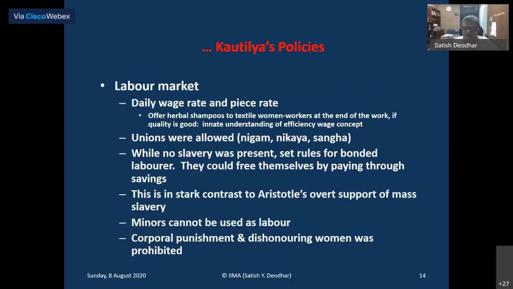So if he accumulates enough savings, after some years, he could buy out of being in the bonded state. So this was no slavery. Now contrast this to Aristotle's overt support of mass slavery. Again, Aristotle, we have raised him to such a high pedestal. Nobody knows in India that he believed in mass slavery.